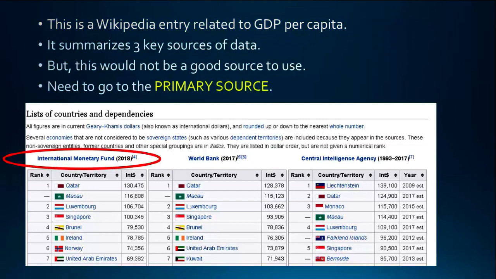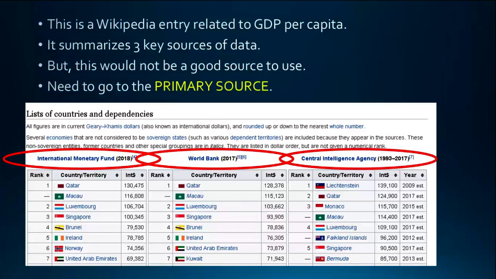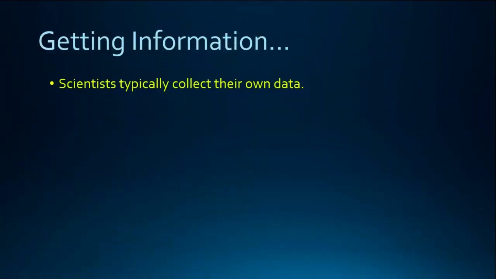You see here, they report data from the International Monetary Fund, that's a primary source, and the World Bank, a primary source, and the Central Intelligence Agency, a primary source of data. So going to Wikipedia isn't really a good idea. I should go to the IMF and the World Bank and the Central Intelligence Agency. So let's talk about getting information.